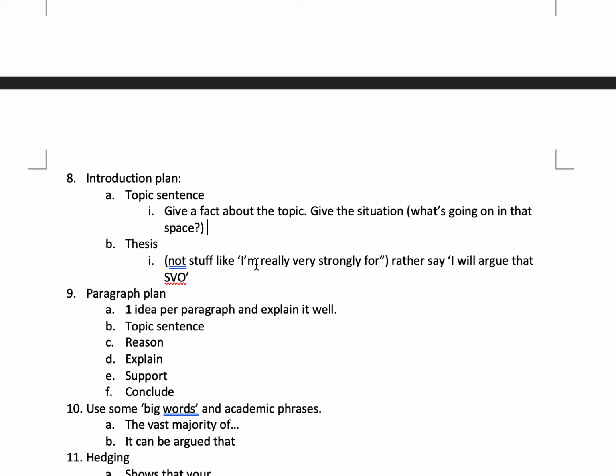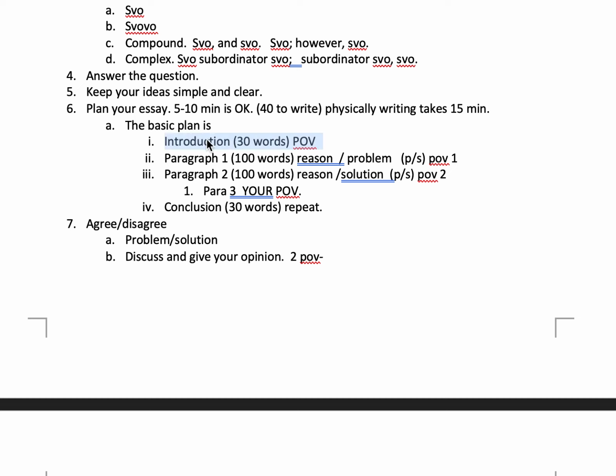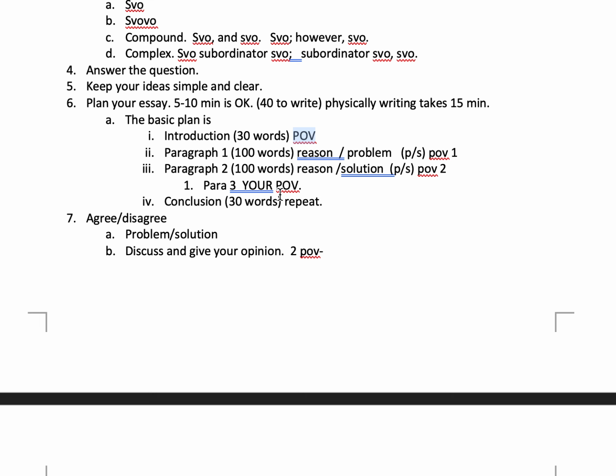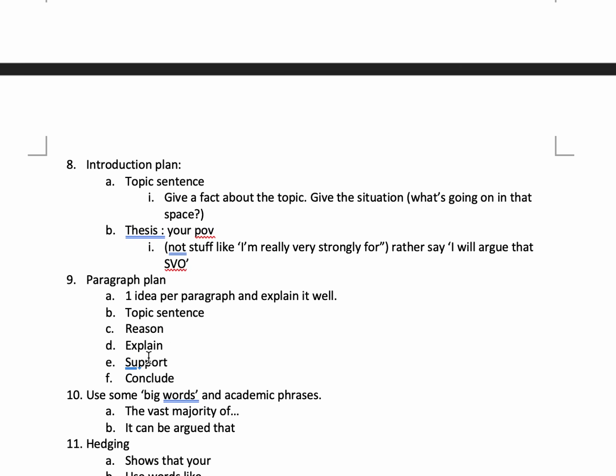And then give your thesis. Thesis means your point of view. And don't forget that the thesis goes in here, your point of view. And these paragraphs are explaining, especially for these agree, disagree questions, why you have that point of view. It's very, very important to remember. We'll see that more down here.